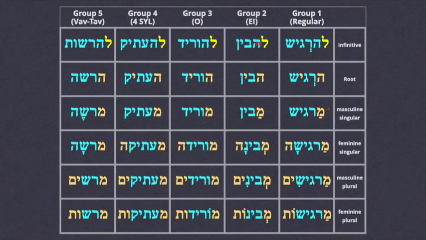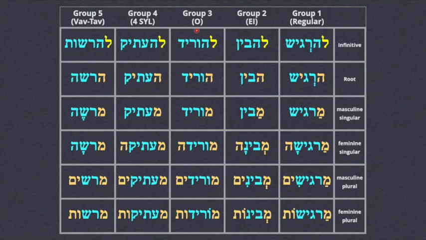The next group, which we use lehavin to illustrate, sounds very similar to the regular group, but our initial sound is e as opposed to a for the masculine singular. So for the regular, we have margish, but for the E group, we have mevin. Okay, margisha, mevina, so we have that shva vowel, and then mevinim and mevinot.